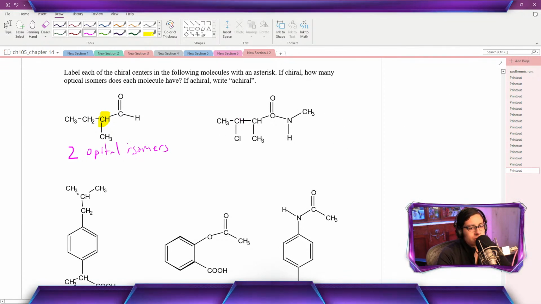Now let's look at this one. This one has 2 centers. This is a chiral center, and this carbon's also a chiral center. So we have 2 chiral centers. This could be R or S, same with this one, R or S. So we have 4 different combinations, since we could have RR, RS, SR, and SS. So 4 optical isomers.